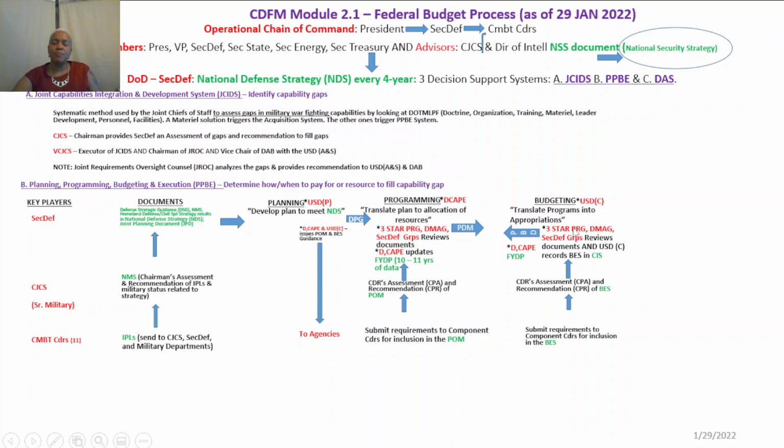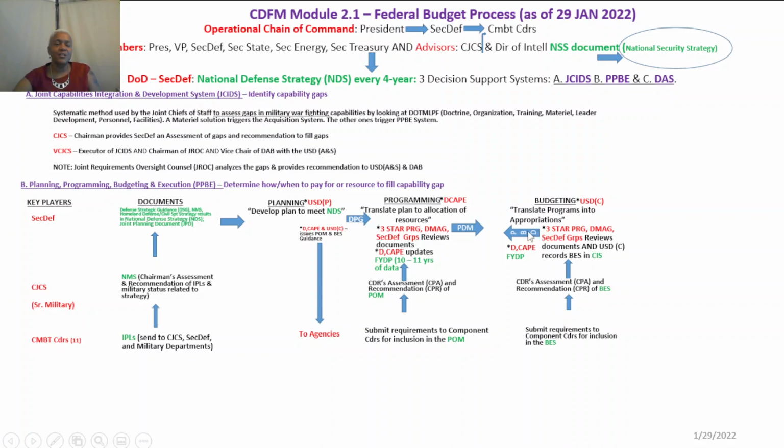That again goes up to the DoD level through those decision-making forums. The DCAPE is updating the Future Year Defense Program. And in the budgeting phase, the USD Comptroller also has a system that he updates. It's called the Comptroller Information System, the CIS. The final document in the budgeting phase of PPBE is the Program Budget Decision, because remember, we're putting budget towards the program. Program Budget Decision, PBD.